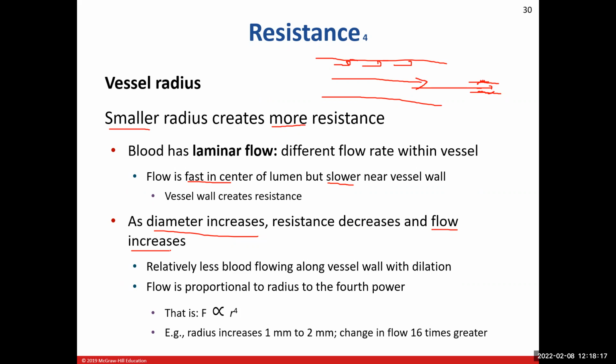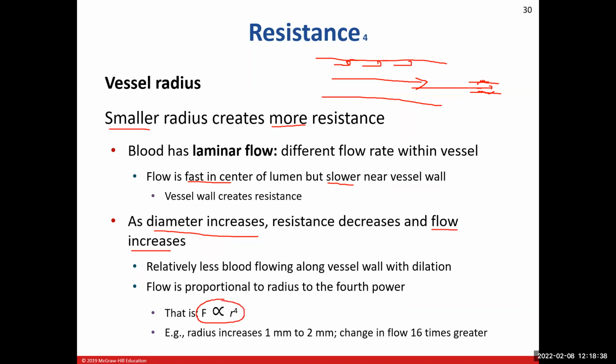Okay, so we can say you will have more flow in a vessel that's dilated compared to a vessel that's constricted. So we have an equation for that. Flow is proportional to the radius to the fourth power. That's what this means here.